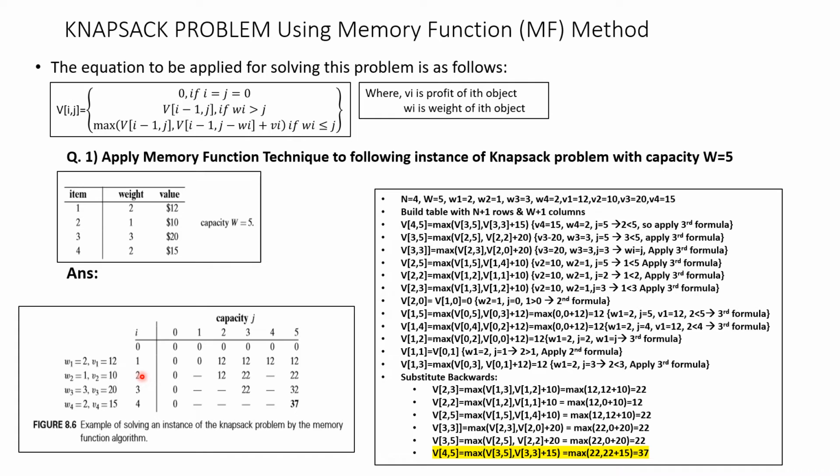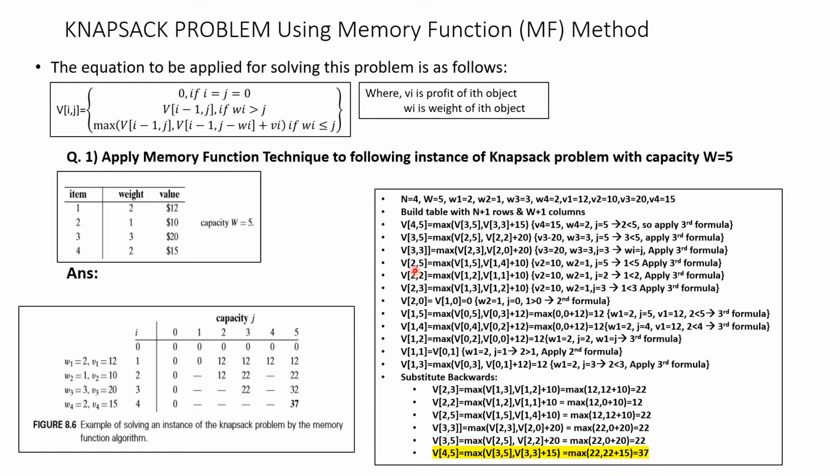v2 comma 5 is second row fifth column. So what is the weight? 1. You compare this weight with j. 1 is less than 5. W is less than j. Correct? So apply the third formula. So you will get this equation. Max of v1 comma 5, v1 comma 4 plus 10.